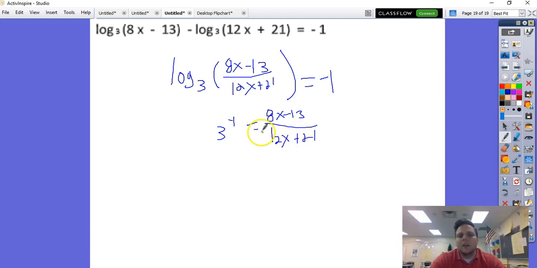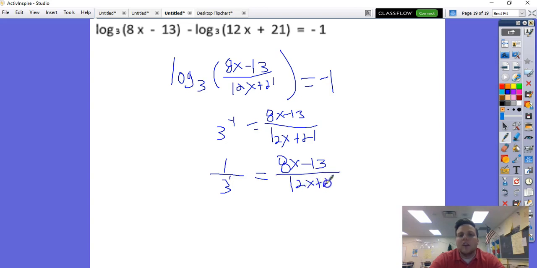Okay? Now, we're going to do some cool math here. There are a lot of different approaches you could take, but I'm going to show you something that should make sense based on what we've been talking about in class. 3 to the negative 1. We can't have a negative exponent, right? So we drop that 3 to the negative 1 down, turning that negative exponent to a positive 1. And then I write my argument again. So 8x minus 13 divided by 12x plus 21.